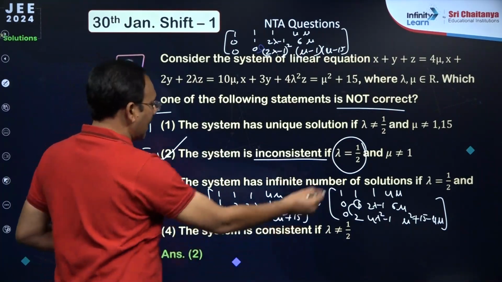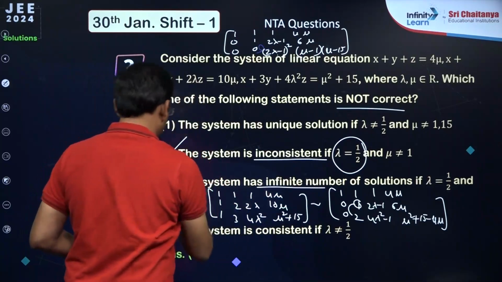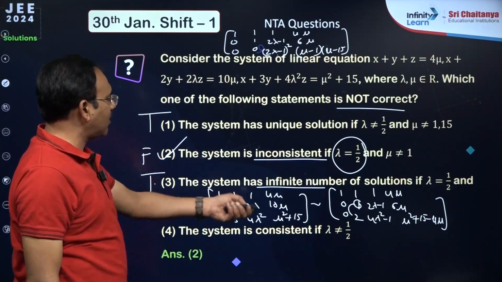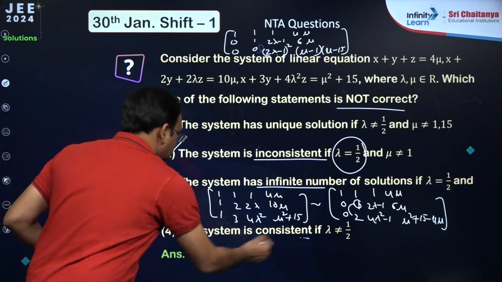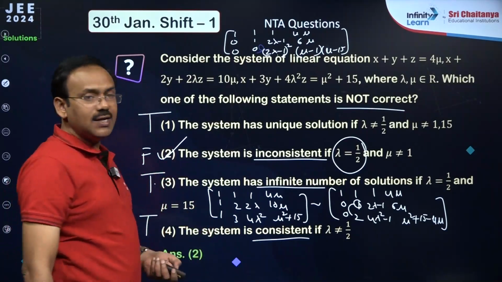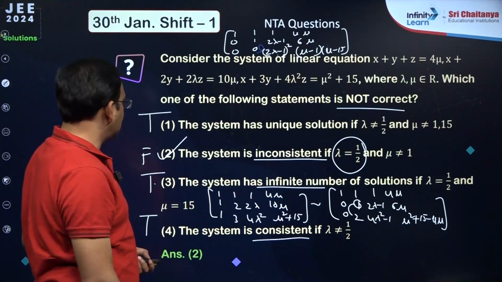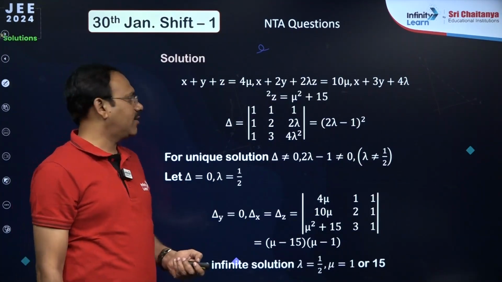The other case, if lambda is 1 by 2 and mu is 15, it will have an infinite number of solutions. This statement is also true. The system, if lambda not equal to 1 by 2, definitely it will have a unique solution, consistent, it is also true. Three statements are true, only the second statement is false, and hence the answer is the second option, dear students. He has done it by using Cramer's method kind of.